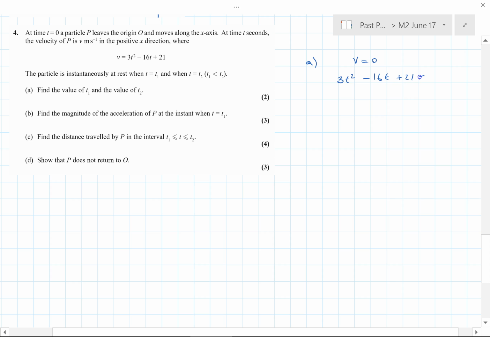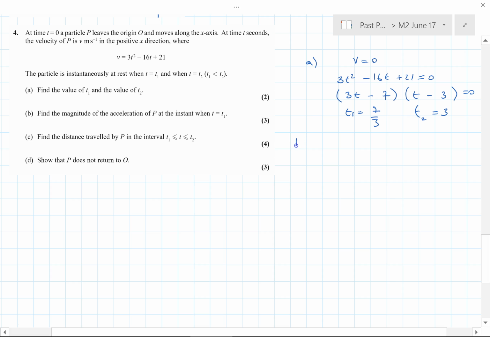We just have to set this equal to 0. That factorises, 3t minus 7, t minus 3 equals 0, and looking at this we've got to have a 7 here and a 3 here, and both negatives. T1 is the smaller one of the two, so T1 is equal to 7 over 3 and T2 is equal to 3. So there you go. I'm not going to get much easier questions than that.